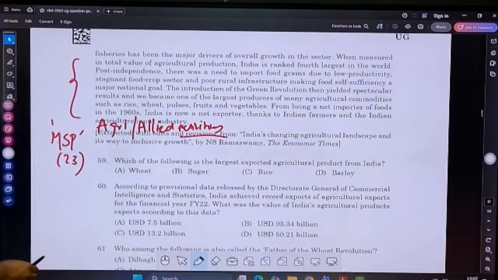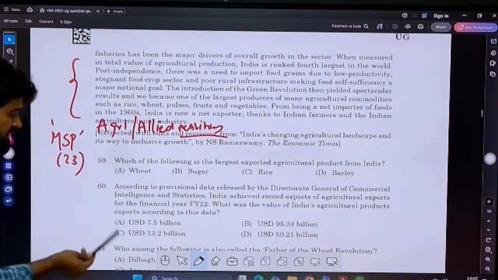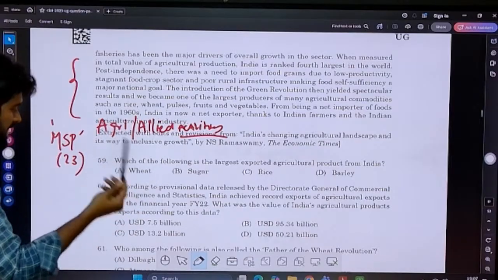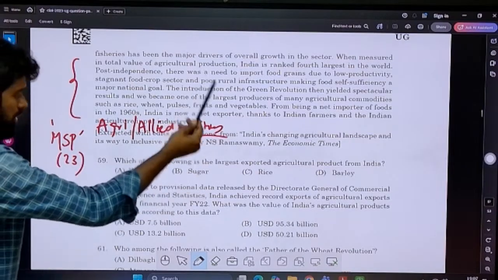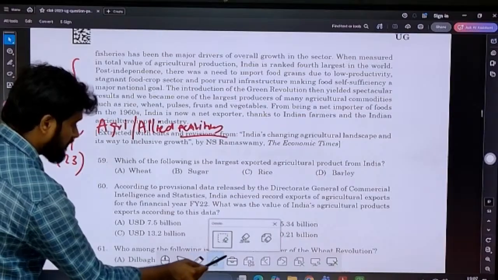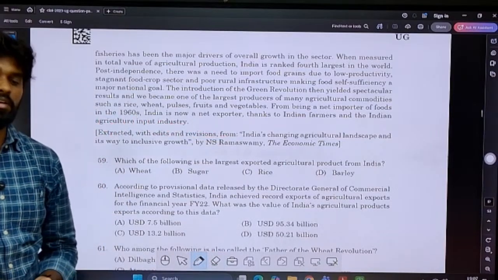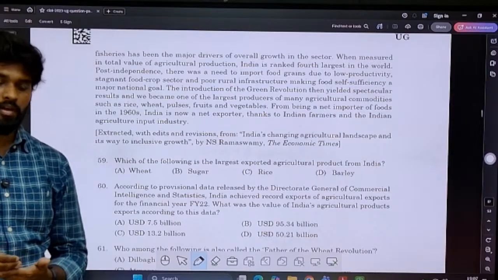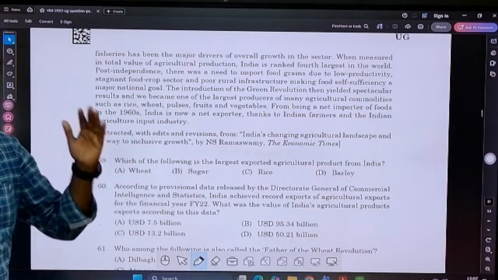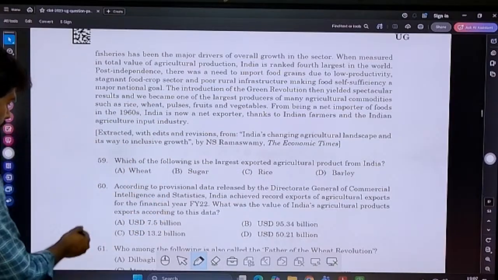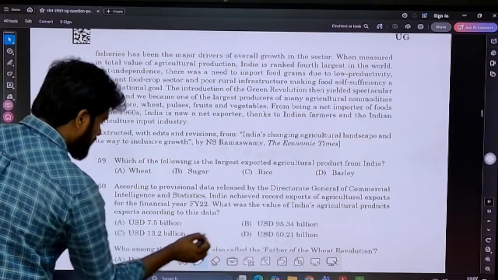Okay. Next, according to the provisional data released by the Directorate General of Commercial Intelligence and Statistics, India achieved record agricultural exports for the fiscal year 2022. What is the value? He's talking about the value of what we have exported. What is the total value of what we have exported to other countries? He's talking about that value. Okay, next one. So we'll be dealing with all those when talking clearly about agriculture.